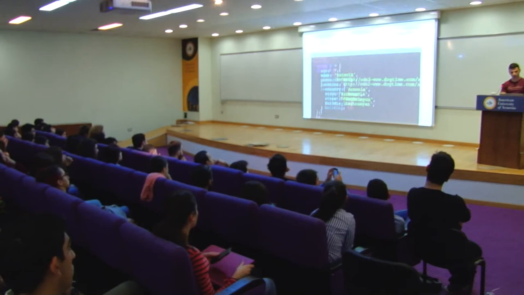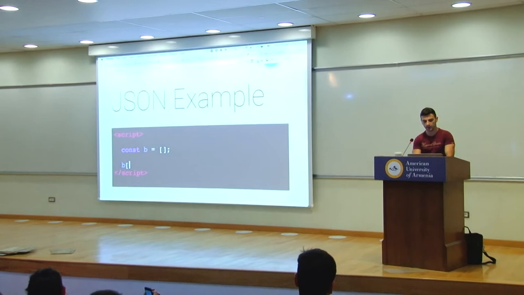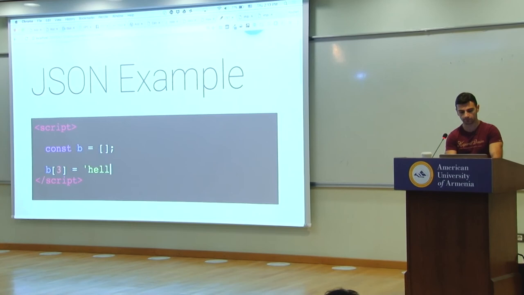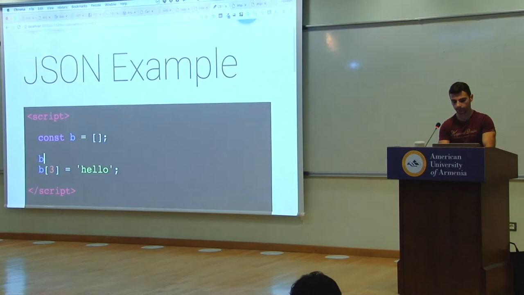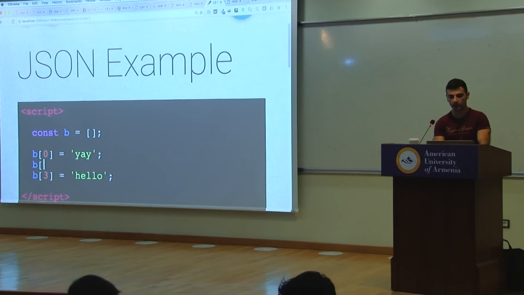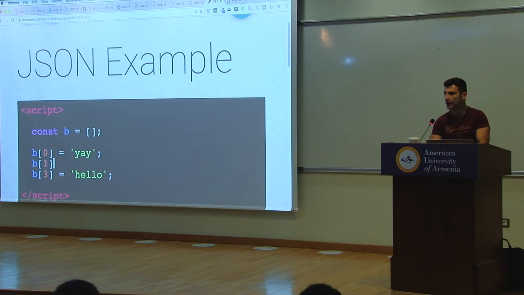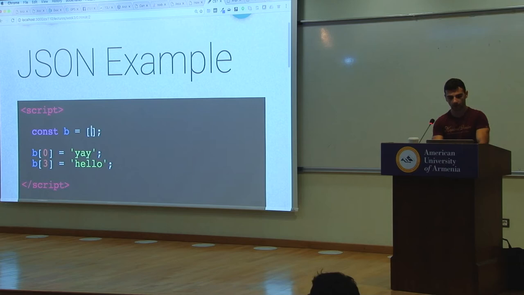Let's have B be an array. B3 is hello. B0 is yay. What is B1 right now? Undefined, that's right. This key does not have a value yet. Okay, well, what if I were to do this? 1, 2, 3, 4, 5. If I then did B1, what would I get back? 2, right? This is the 0 index, this is the 1 index, so I would get back 2. What if I did B3, what would I get back?